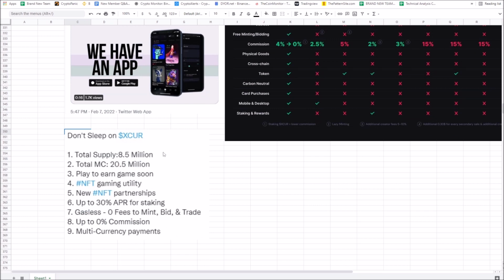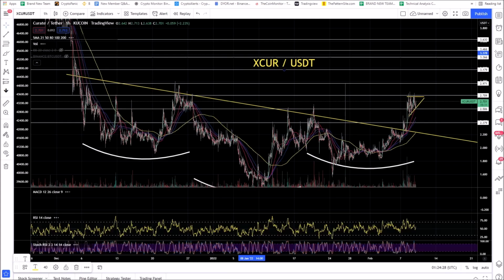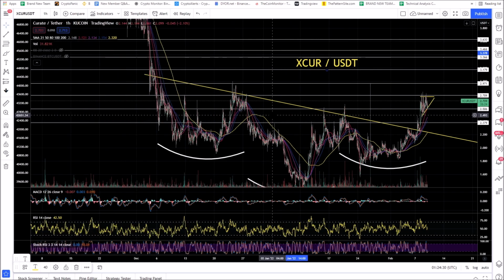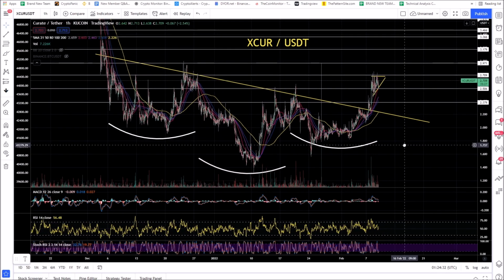It's got a low token supply, 8.5 million, very low market cap. They've got a play to earn game coming soon. NFT gaming utility. They've got new NFT partnerships. They're paying 30% APR for staking. Gasless, zero fees to mint, bid, and trade. Multi-currency payments. This thing is going to be huge going forward.